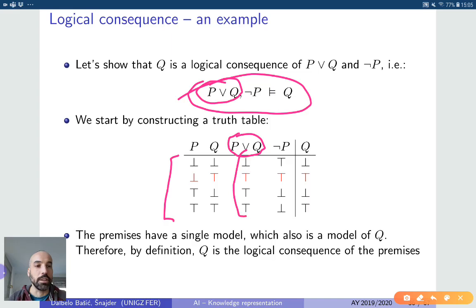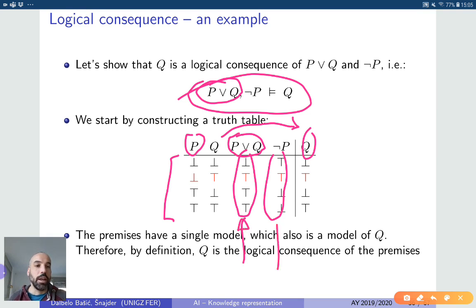Let's see. This is the first formula, and for not P, we simply negate this column to get this. Now, Q here is just a copy of this column. If Q is indeed the logical consequence of these two formulas, then whenever the two formulas are true, Q has to be true as well. If you look at the 4 interpretations, the only case where the two formulas are true is this one here. So there's just one model for the two formulas out of 4 interpretations.